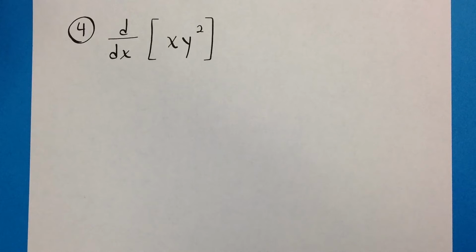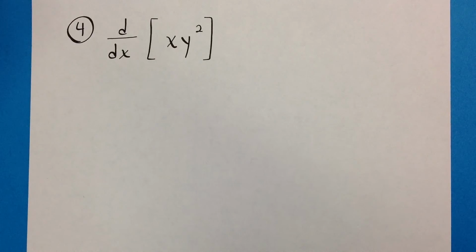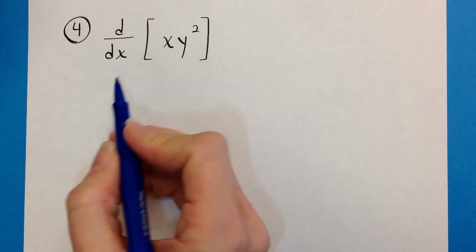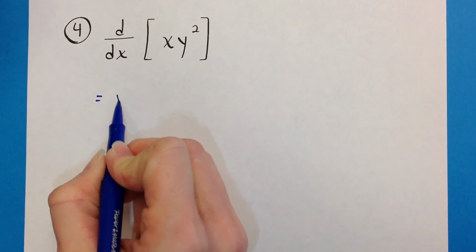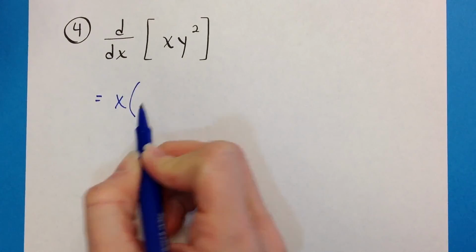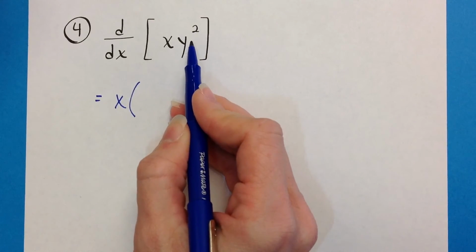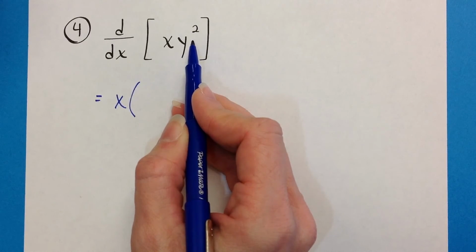Okay, so now we're asked to take the derivative with respect to x of x times y squared. Now, since what I have here is being multiplied, this is going to require that I use the product rule. So go about your product rule just as usual. So you'll have first function times the derivative of the second function. Now, your second function is in terms of y.